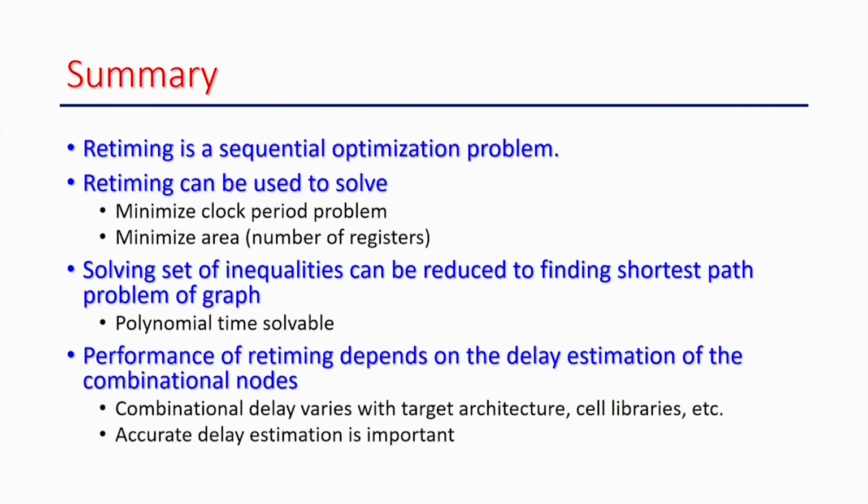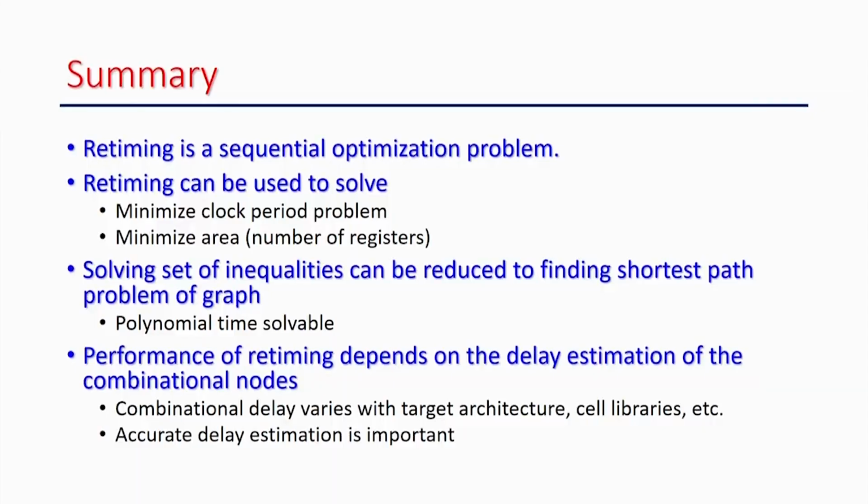As a summary, we have discussed retiming, how it improves the timing or the number of resistors of a circuit, and we have seen that retiming can be formulated as a set of feasibility constraints and critical path problem, and then we can solve those inequalities using the shortest path problem. We can solve both for minimizing clock period as well as minimizing the number of resistors.